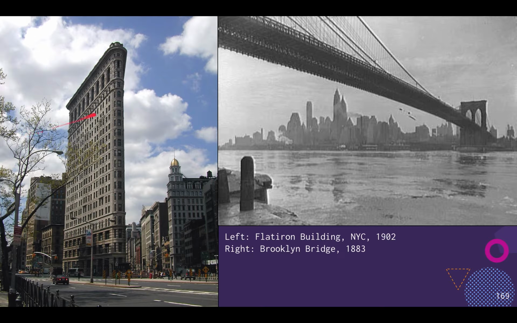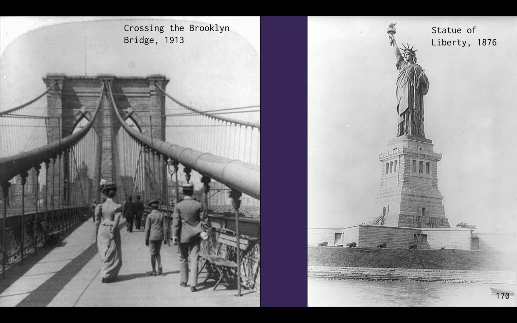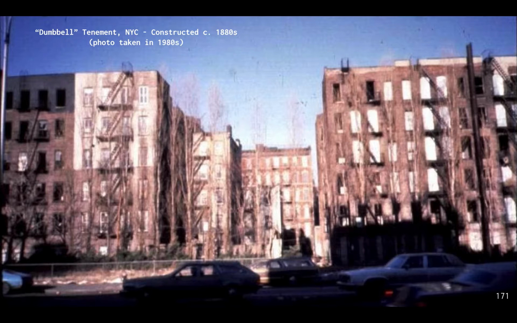Actually, the Flatiron Building, constructed in 1902, was the tallest building at the time. I believe it's 20 stories tall. Still a really iconic building in New York now. And then speaking of iconic, the Brooklyn Bridge was also built during the Gilded Age, 1883. And here we go, Brooklyn Bridge again, 1913. And of course, the Statue of Liberty, gifted by France, also in the Gilded Age.